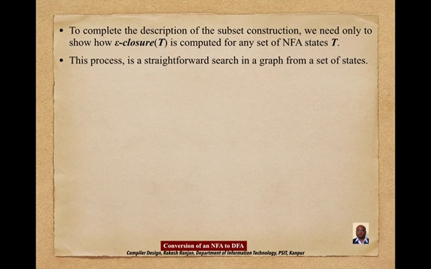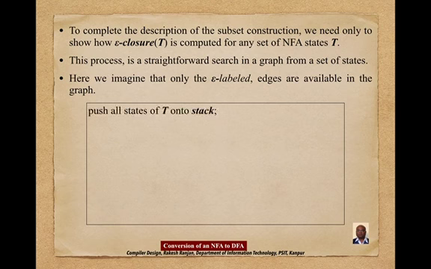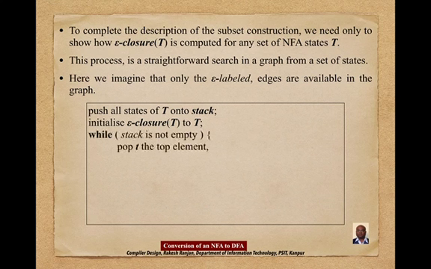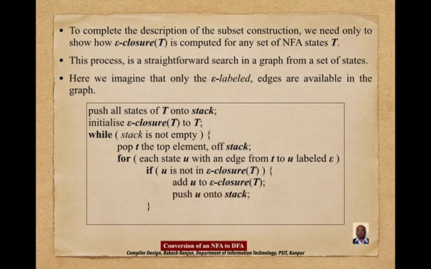This process is straightforward: a search in a graph from the set of states. Here we imagine that only epsilon-labeled edges are available in the graph. So what we will do is push all the states of T onto the stack and initialize epsilon closure of T to T. While the stack is not empty, pop t, the top element of the stack. For each state u with an edge from t to u labeled epsilon, if u is not in the epsilon closure of T, add u to the epsilon closure of T and push u onto the stack. This is repeated while the stack is not empty. So this is the algorithm for computing the epsilon closure of T.